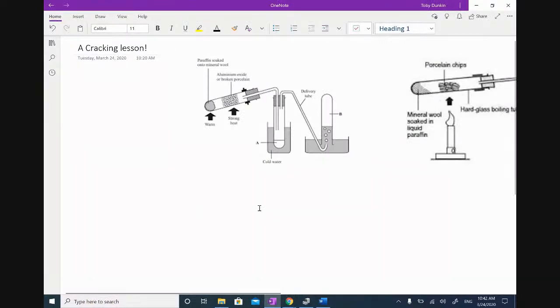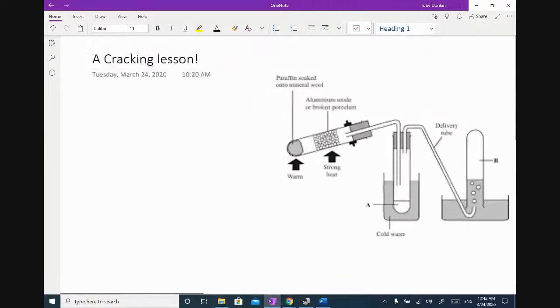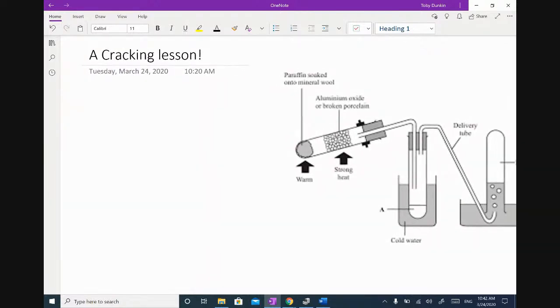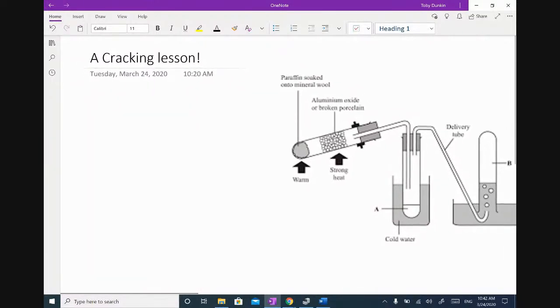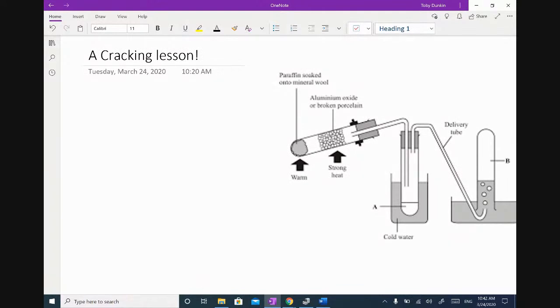So, okay, today's lesson, we're cracking on with alkanes. So today we're doing a cracking lesson. I need to stop with these dad jokes. Honestly, it's not really my fault. I'm taking medication for it, so don't worry. So we're going to be looking at cracking today.